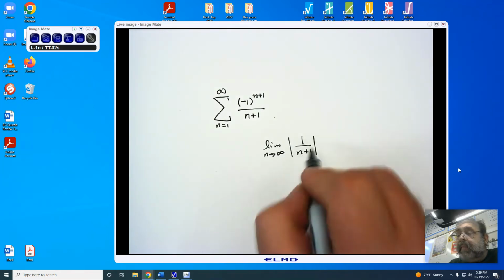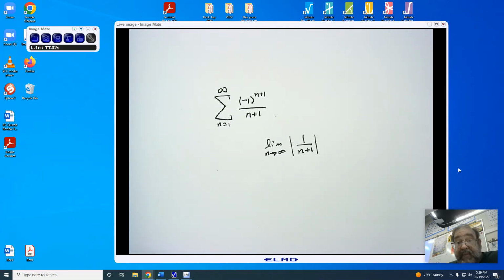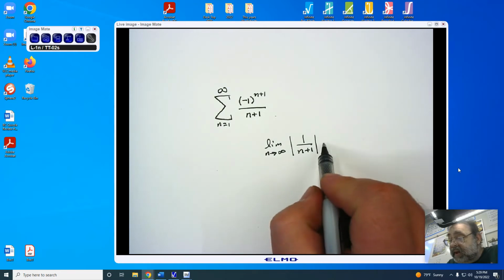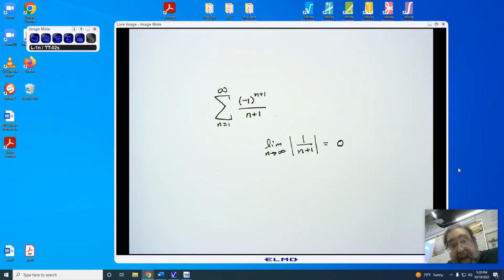Now, if I take my limit as n approaches infinity, we're going to be doing the absolute value. So that's important to remember. We're taking the absolute value of that rule, which drops the negative 1 to the n plus 1. And now when I do this, it's pretty clear that I go to 0. That's the first test that we always do. The second test is, do I have an alternating series? Yes or no? Yes.